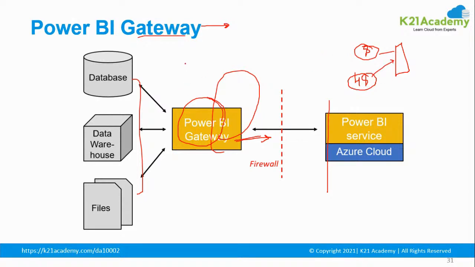This gateway we can generally define as two types: standard or organizational, and personal gateway. The personal gateway we generally use when we have a single user who uses the report, right?